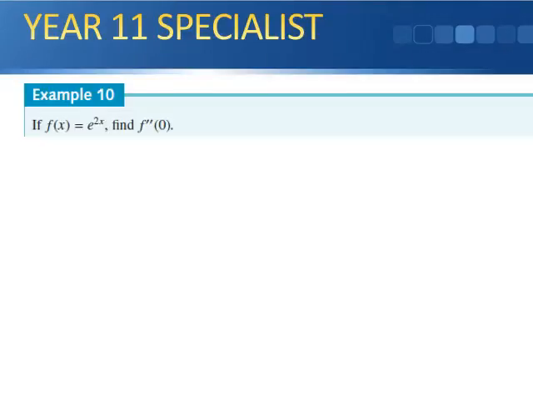Example 10. If f of x equals e to the 2x, find f double dash of 0. So we need to differentiate twice and then put x equal to 0. So f dash of x equals, because I've got to differentiate that, 2e to the 2x. F double dash of x equals, well, 2 times the 2 gives me the 4, e to the 2x. Now we want f double dash of 0, so I'm going to get 4e to the 0. E to the 0 is 1, so I get 4.